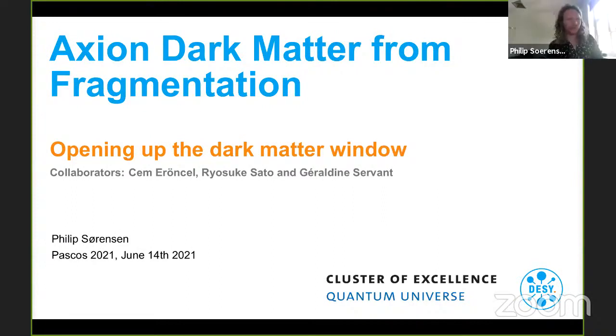Okay. Thank you also to the organizers for giving me this chance to present here. I'm a PhD student at the University of Hamburg in the DESY cosmology group. And I'm excited to present some of our new results on how to open the dark matter window with axion fragmentation.